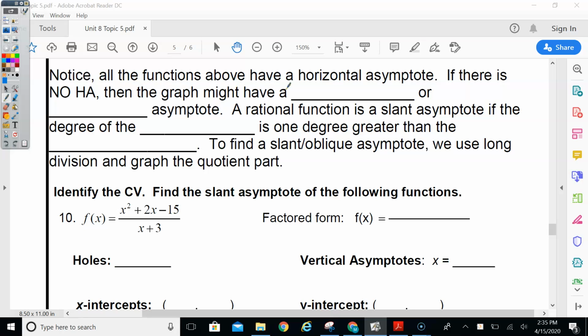So notice all the functions above had a horizontal asymptote, whether it was 0 or the ratio of the leading coefficients. However, if there's no horizontal asymptote, then the graph might have what's called a slant asymptote. Instead of it being flat, it has a slant to it. And you'll also see the word oblique. So that just means it's a diagonal asymptote. A rational function has a slant asymptote if the degree of the numerator is 1 more than the denominator.